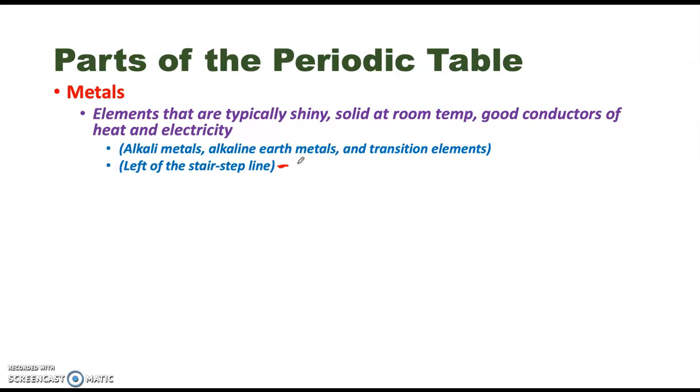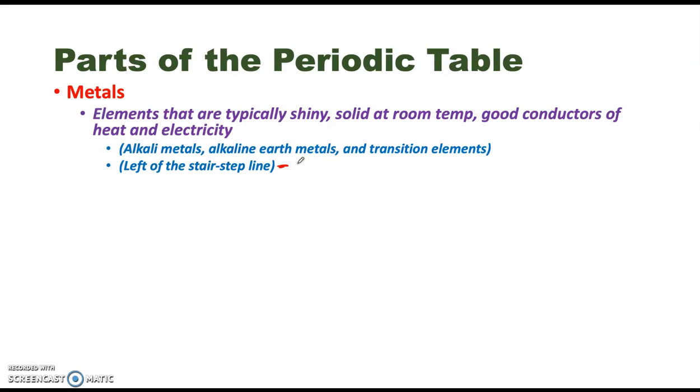Those are your metals. They're typically shiny, they're solid at room temperature, and they're good conductors of heat and electricity. There is one metal that is not a solid, that would be mercury, but the rest of them are solid at room temperature. And depending on what you consider room temperature, gallium would be right on the edge. But for this class, let's just say mercury is the only liquid at room temperature.